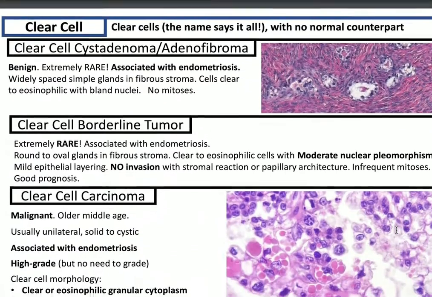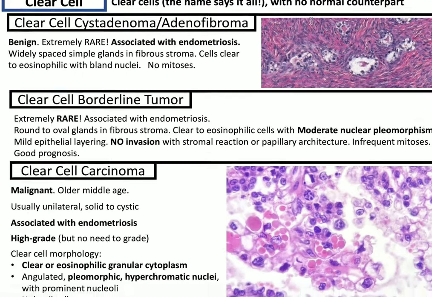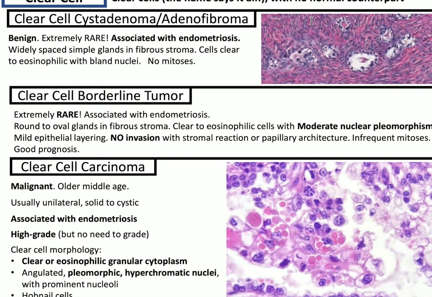Let's talk about clear cells. As Dr. Schaberg says, the name says it all, with no normal counterpart. So clear cell cystadenoma, adenofibroma. It's extremely rare. It's benign. It's associated with endometriosis. You have widely spaced simple glands and fibrostroma, cells clear to eosinophilic with bland nuclei, no mitoses.